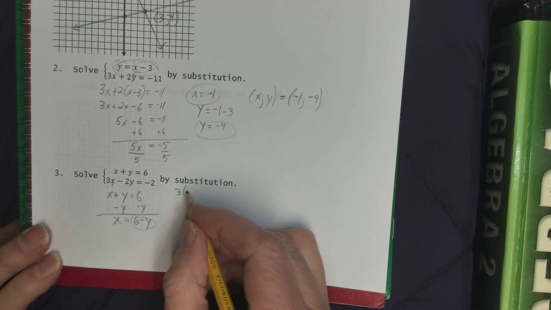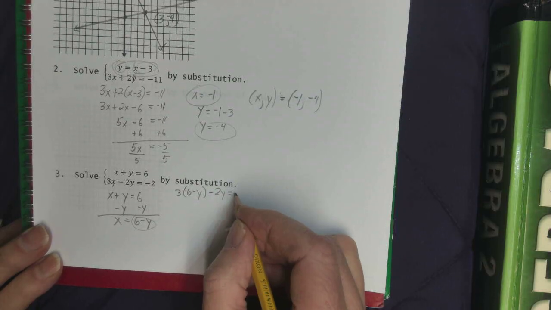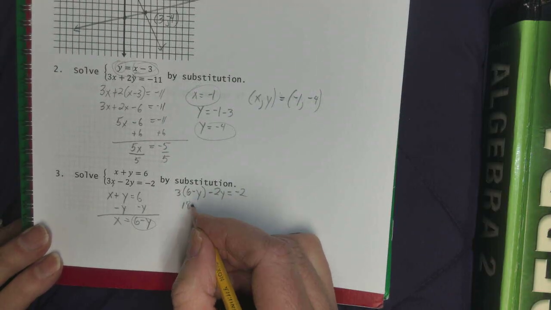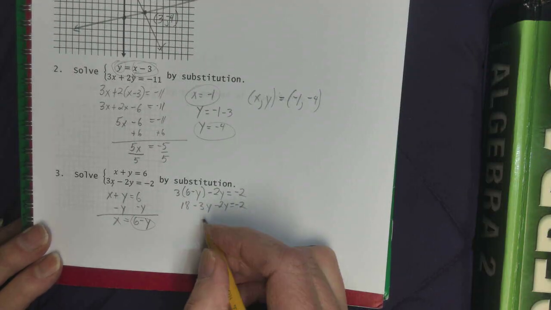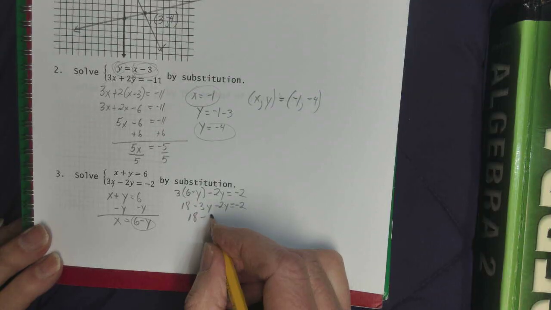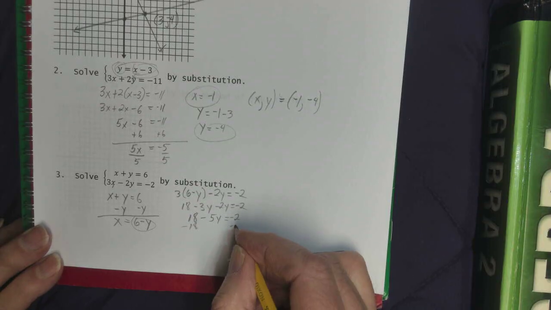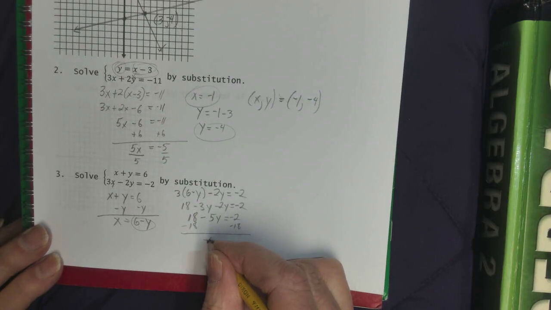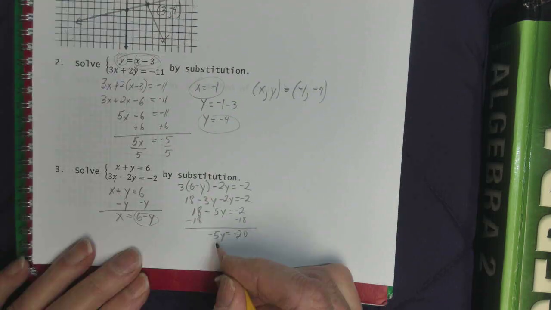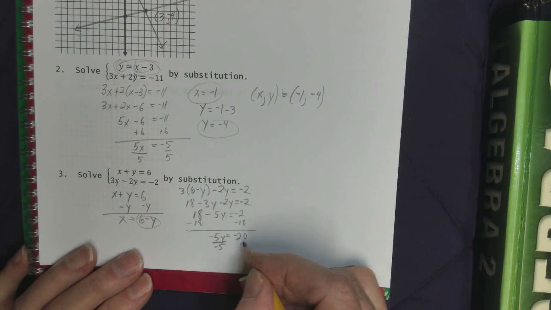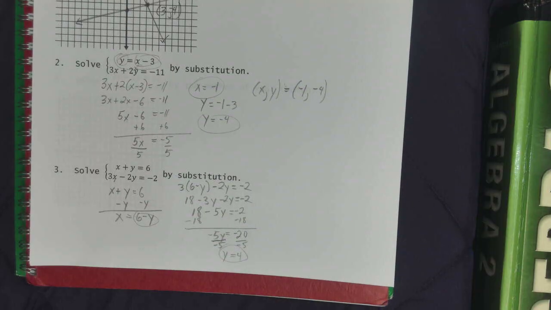So 3 times 6 minus y minus 2y equals -2. That's 18 minus 3y minus 2y equals -2. 18 minus 5y equals -2. I'll subtract 18 from both sides. I get -5y equals -20. I'll divide that by -5, and I get y equals 4.